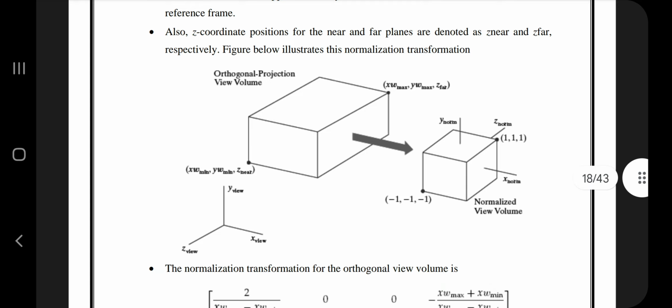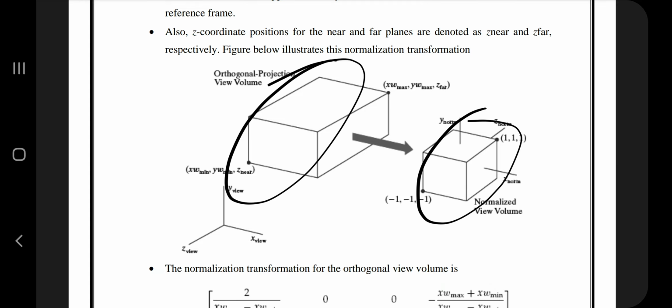This is also very simple. Make a rectangle here, then make a square here. That's all. Don't do anything else.